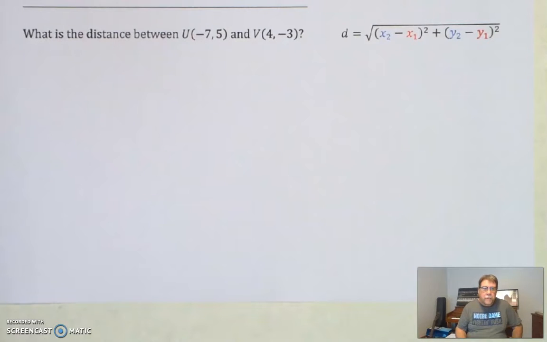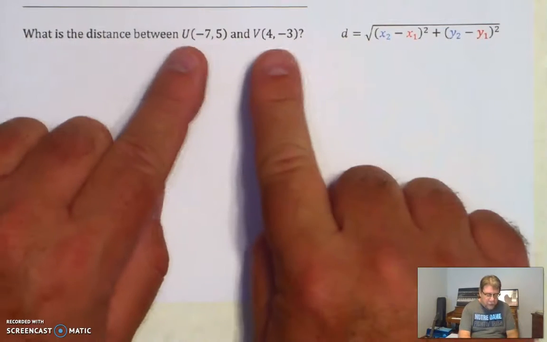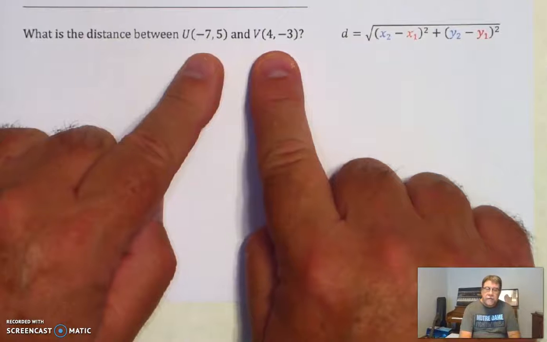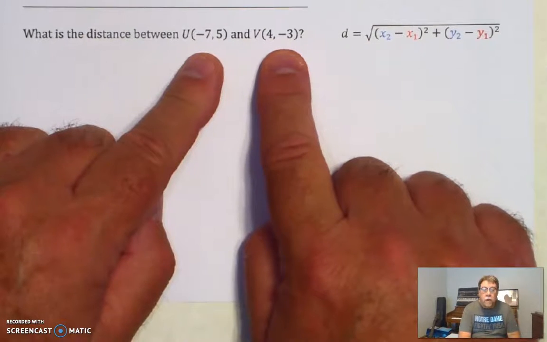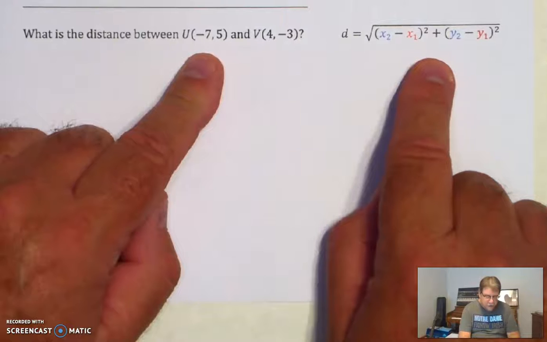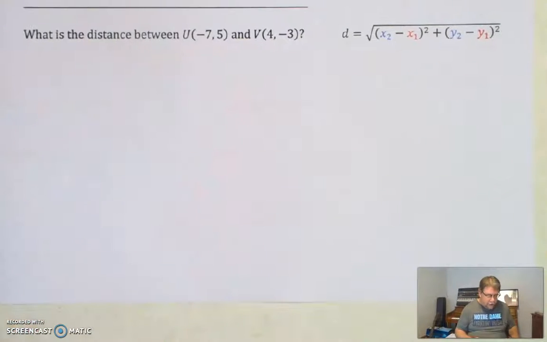Okay, here's an example that will apply the distance formula. We're going to be given 2 points and we want to find the distance between them. We want to find UV. So U is at -7, 5 and V is at 4, -3. I'm going to use this formula to find the distance. I will also be using my calculator to help me out.